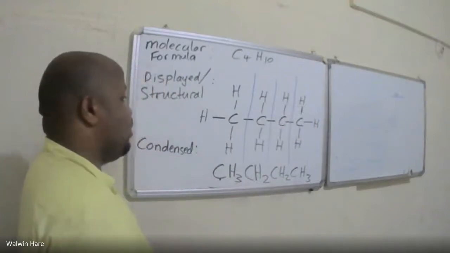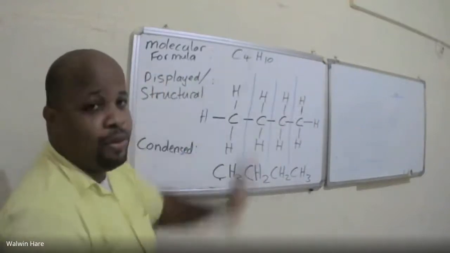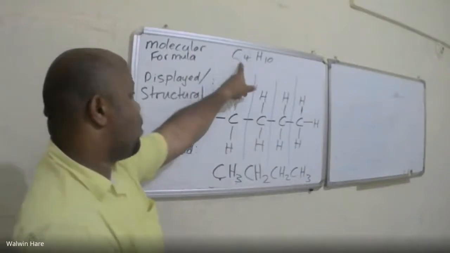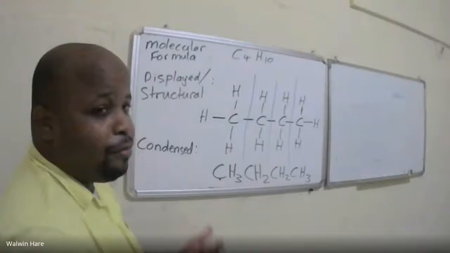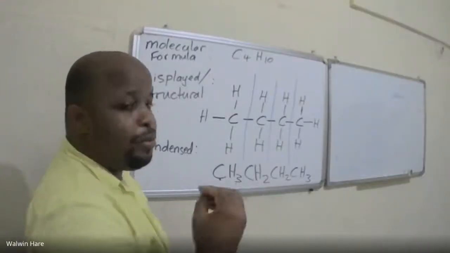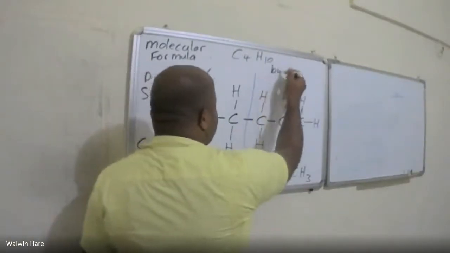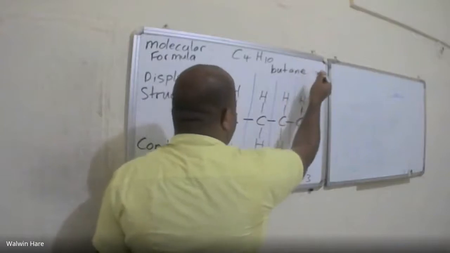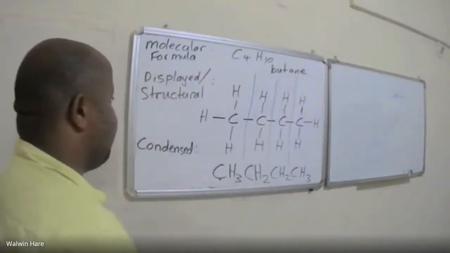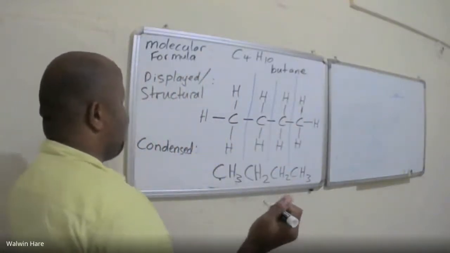All right? Now, what is the name of this compound? It has 4 carbons, right? So 4 carbons, so we know the prefix is but, and this is an alkane, so it must end in ane.